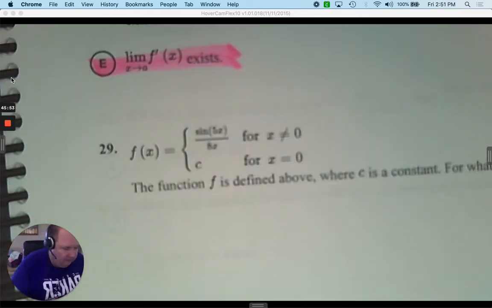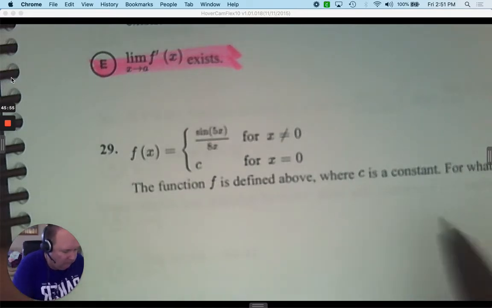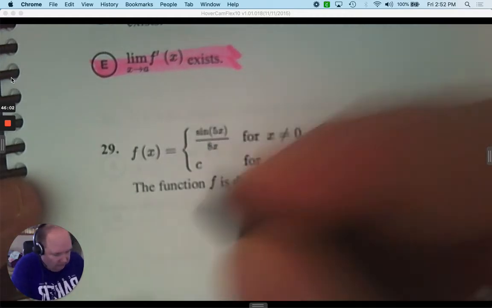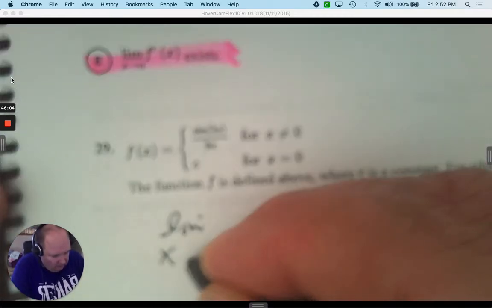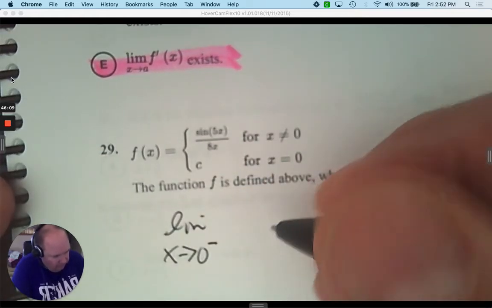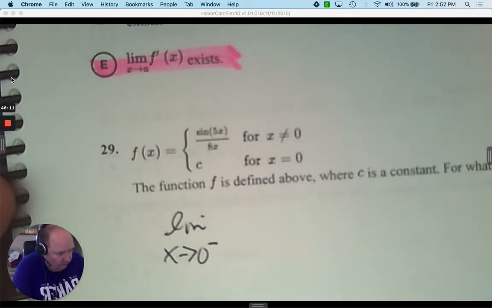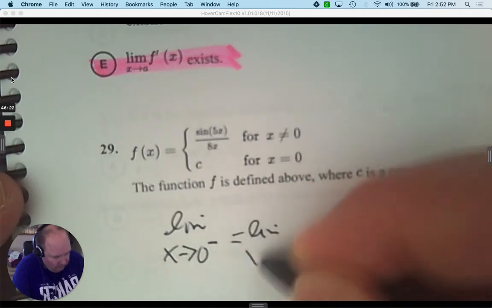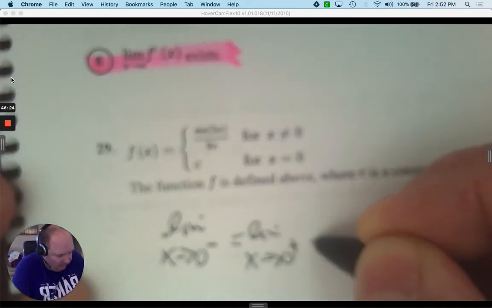29. The function f is defined above where c is a constant. For what value of c is f continuous when x equals 0? So we're looking for continuity from the left and the right. So the left and right is this.